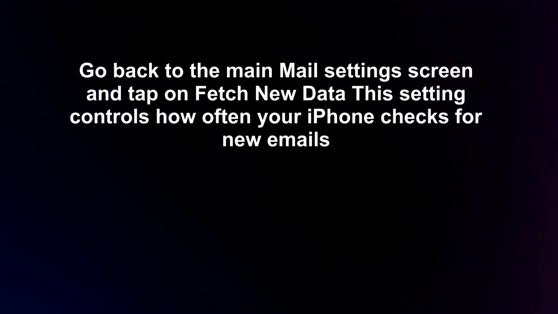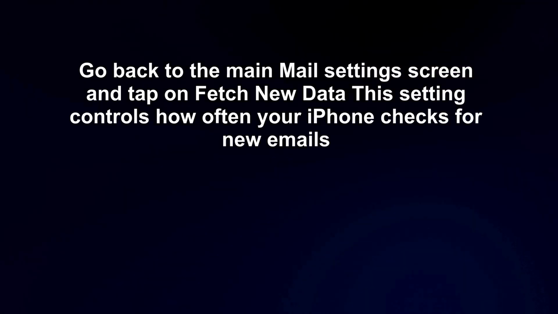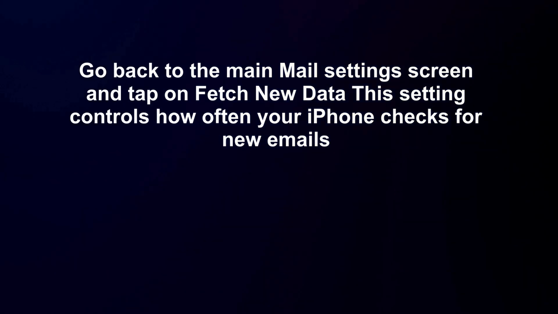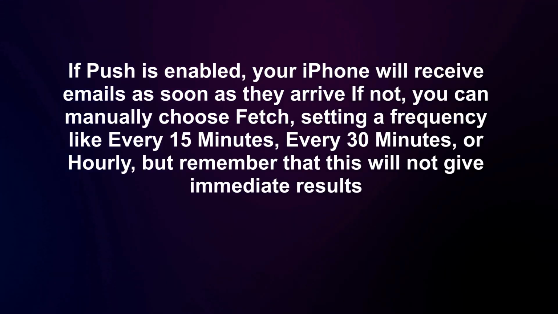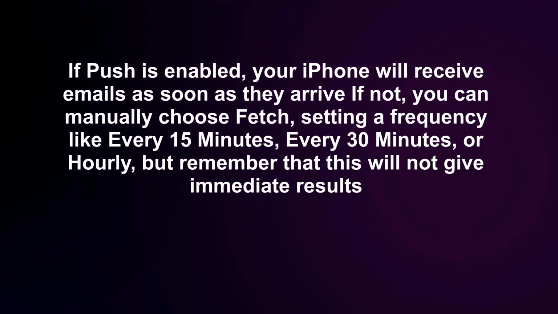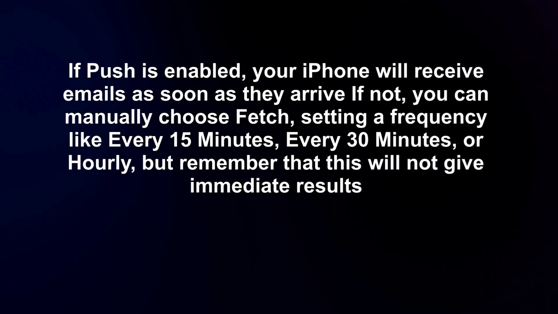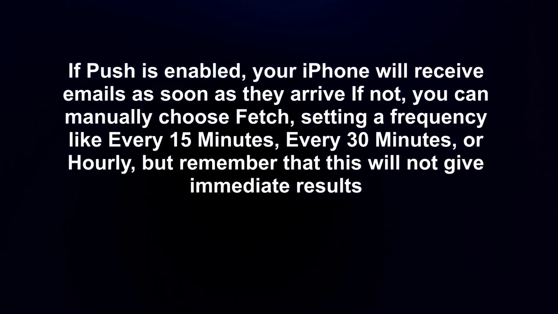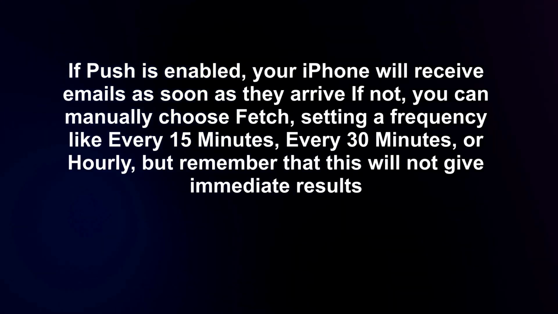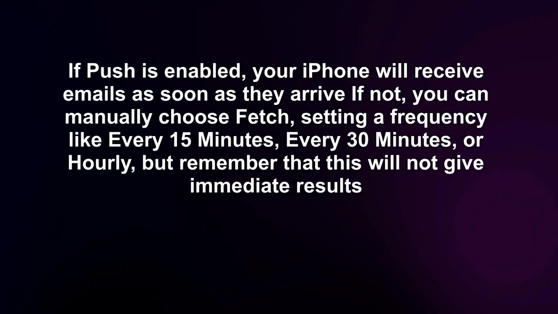Go back to the main mail settings screen and tap on Fetch New Data. This setting controls how often your iPhone checks for new emails. If push is enabled, your iPhone will receive emails as soon as they arrive. If not, you can manually choose Fetch, setting a frequency like every 15 minutes, every 30 minutes, or hourly, but remember that this will not give immediate results.